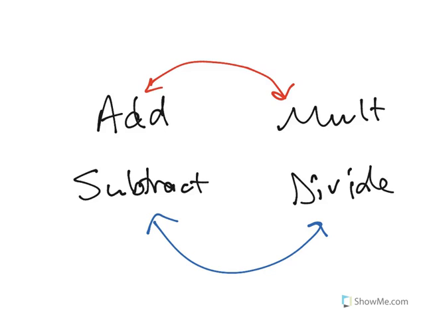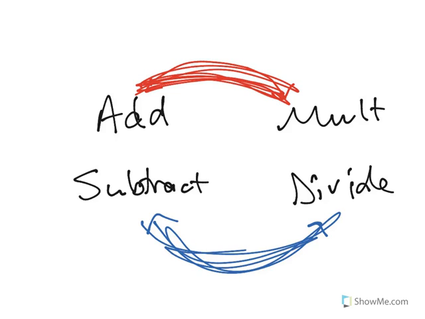So here's the thing. Keep that in mind. Adding and multiplying go together. Subtracting and dividing go together. And I'm going to show you why this works. So first, let's start with a multiplication. And we're going to use numbers. No, we're going to use variables. I just think it's easier.